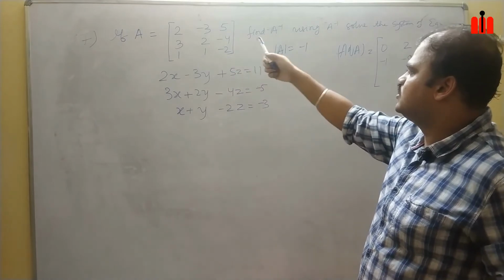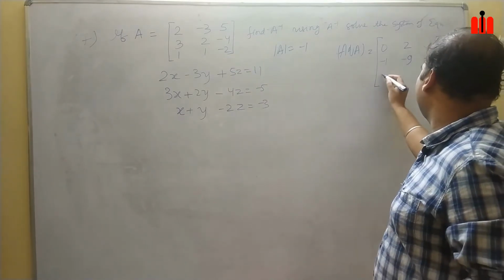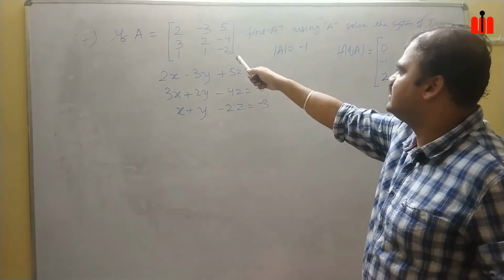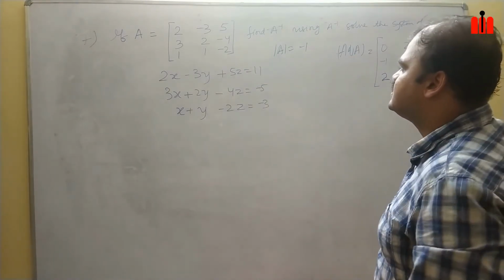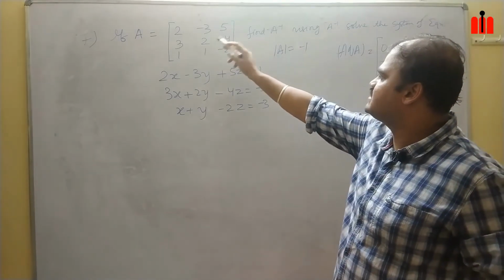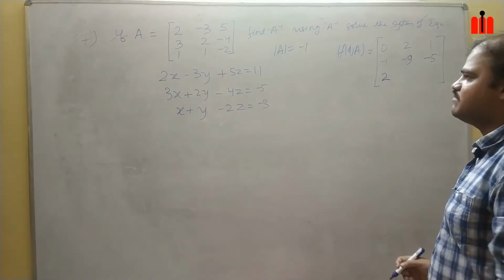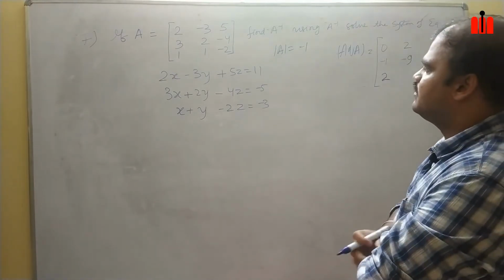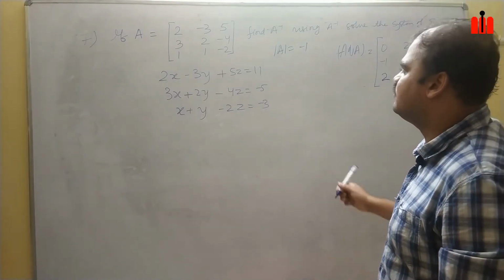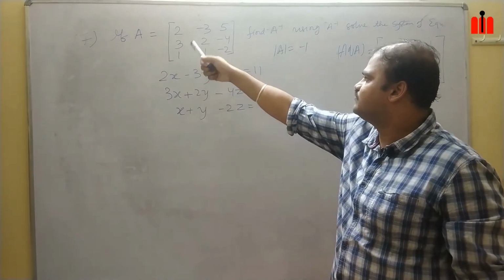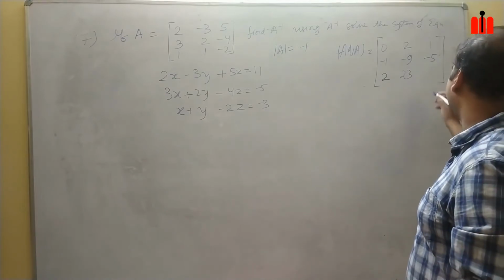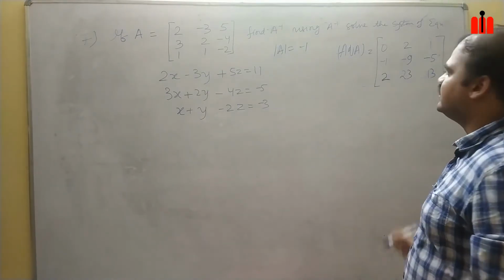For 1, it is 12 minus 10, so it will be 2. For 1, it is minus 8 minus 15, which is minus 23. Here it will become plus 23, because here it is the negative of the minor. Minus 2, it is 4 plus 9, 13. So here it is 13.